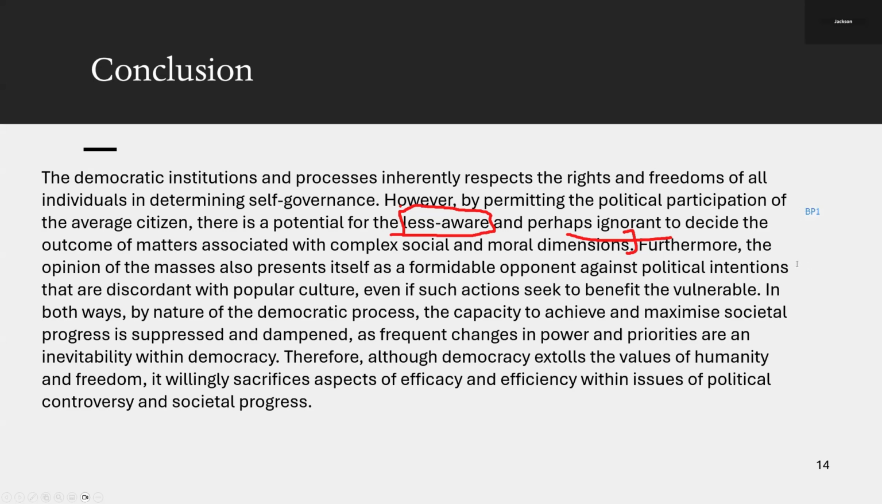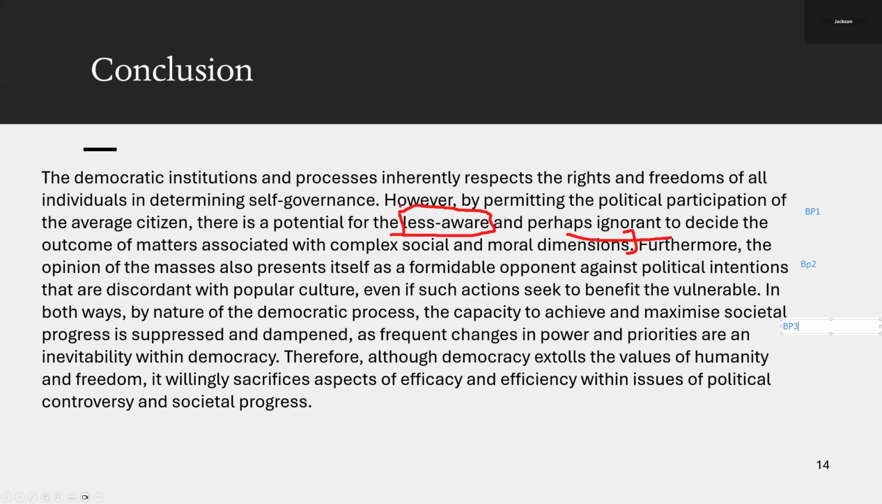Doesn't that sound like the tyranny of the majority that we talked about in body paragraph 2? So that's represented here. Next, in both ways, by nature of the democratic process, the capacity to achieve and maximize societal progress is suppressed and dampened as frequent changes in power and priorities are an inevitability within democracy. That's literally what we just talked about there.